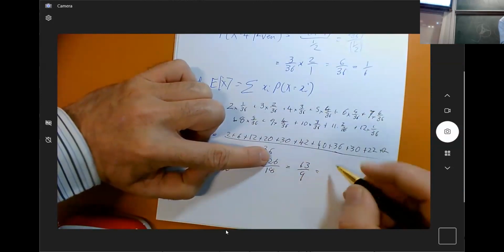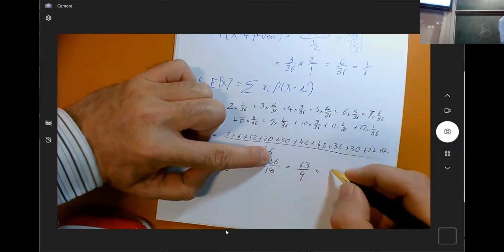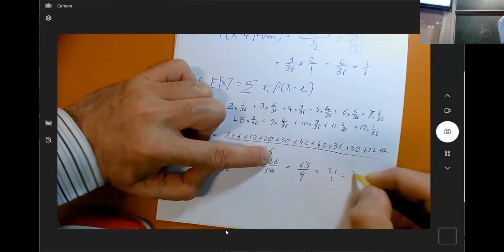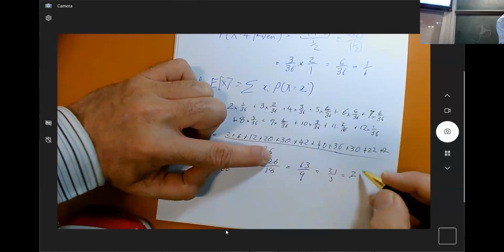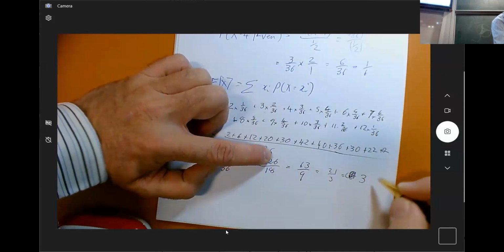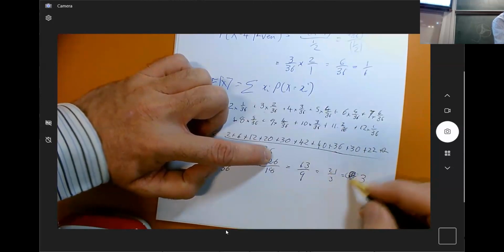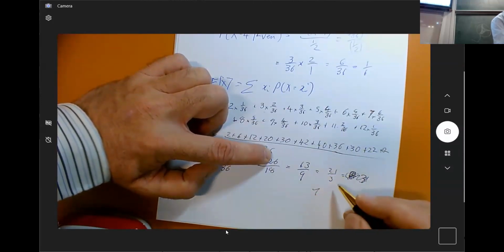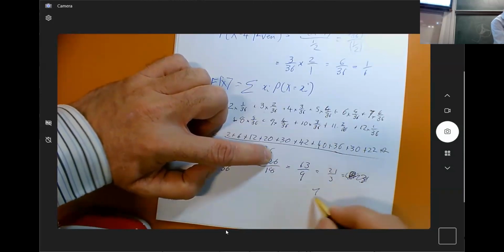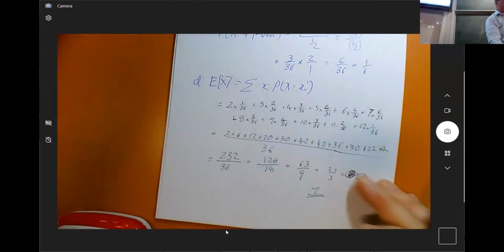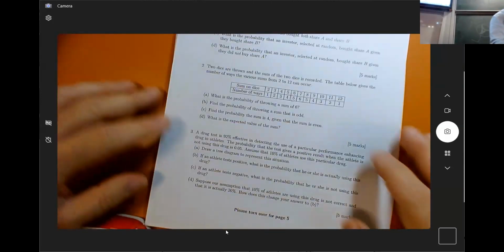Those are both divisible by 3. And so that should be 21 on 3. That should be 7 on, hang on, nope. Try that again. It's 7. Woohoo. All right, beautiful.